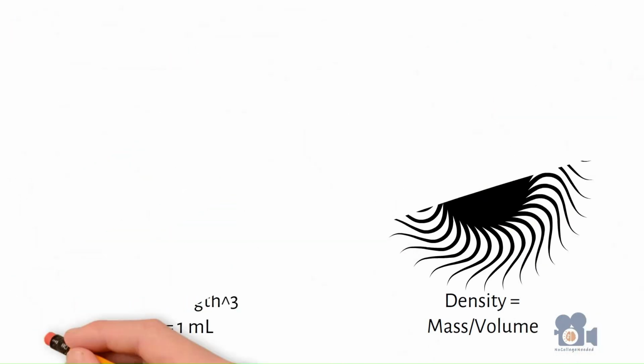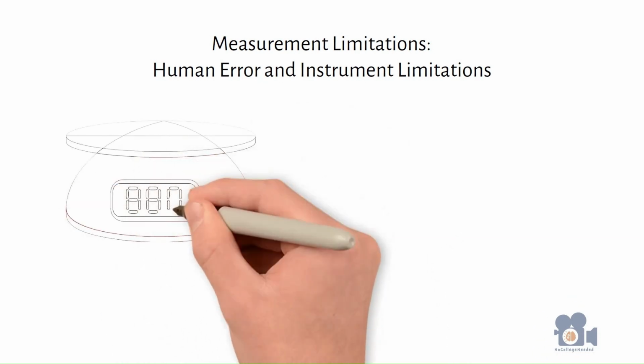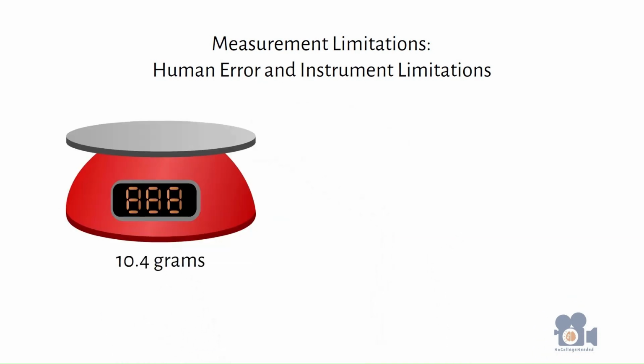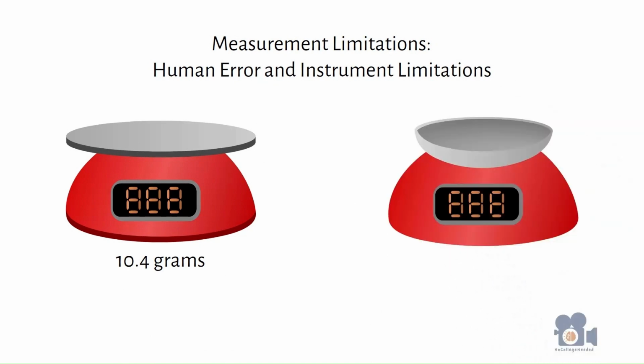With measurements, you inherently have limitations of how exact the measurements are. These limitations are a result of human error and instrument error. For example, some scales only measure to 1 decimal point, such as 10.4 grams, while others are more accurate and precise, measuring down to multiple decimal points, such as 10.415 grams.